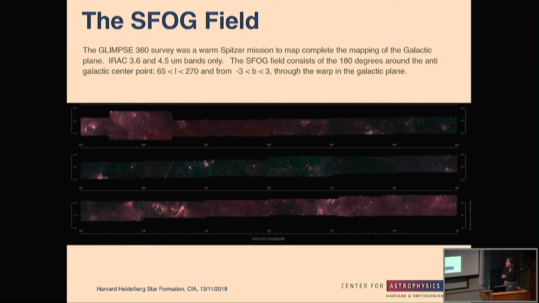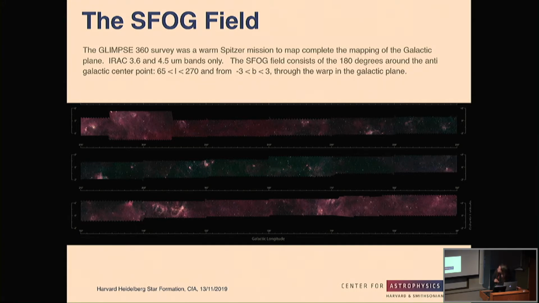So the SFOG field then, we're just working on that now, putting together the paper. This is using the GLIMPSE 360 survey data. It only has IRAC bands 1 and 2. So we're now using the WISE data in conjunction with all of this. This is going from about 65 to 270.